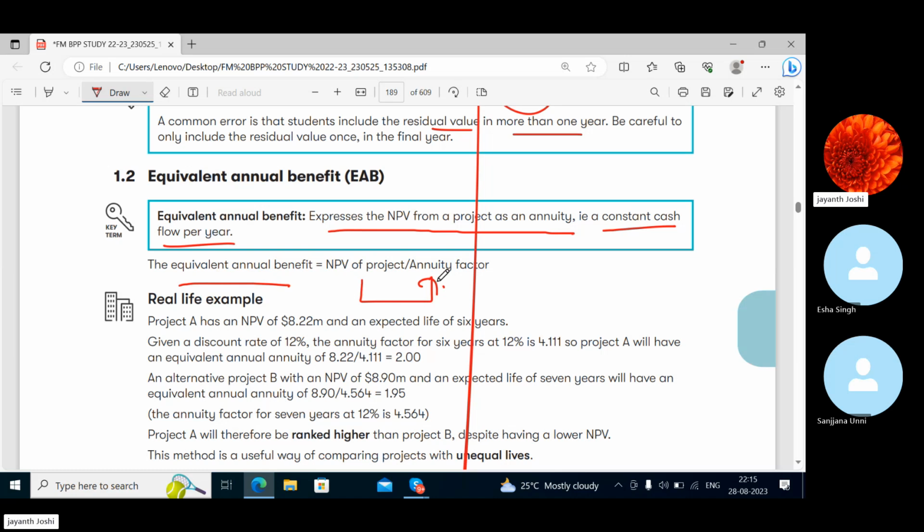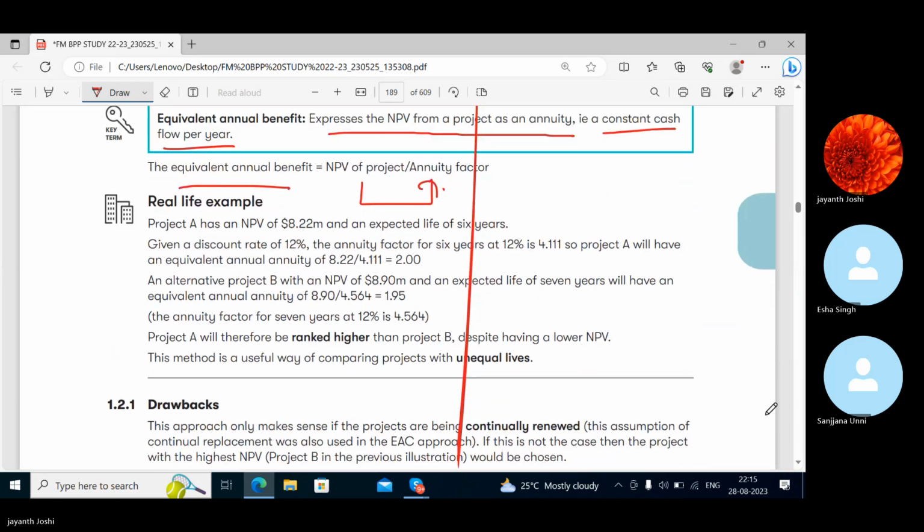What is shown as constant cash flow? NPV. Are you understanding? Yes. I will explain that one. Project A has an NPV of $8.22 million and an expected life of 6 years. So we will convert this 8.22 into constant cash flows. How? The discount rate is 12%. The annuity factor for 6 years is 4.111 at the rate of 12%.